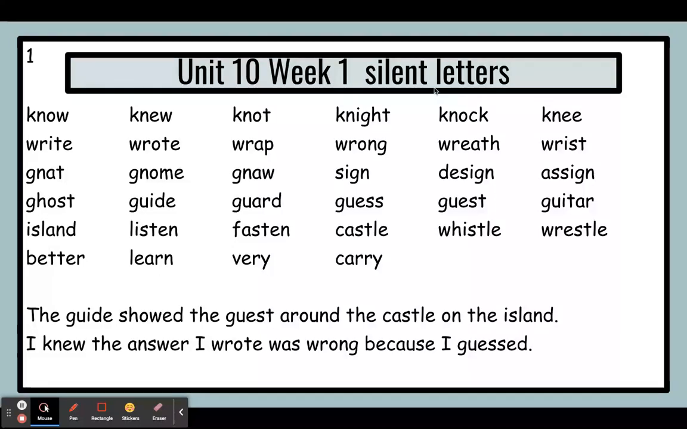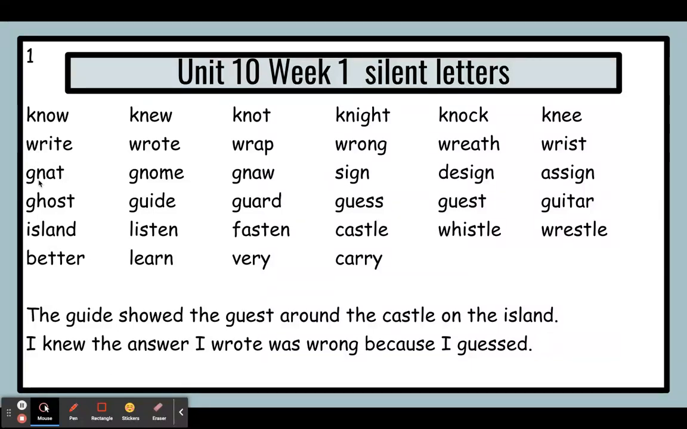So there are several silent letters in our spelling patterns, like the K whenever it is next to an N, KN. The K is silent. We only hear that N sound. We also have WR. We only hear the R sound. We do not hear the W. That's also a silent letter.